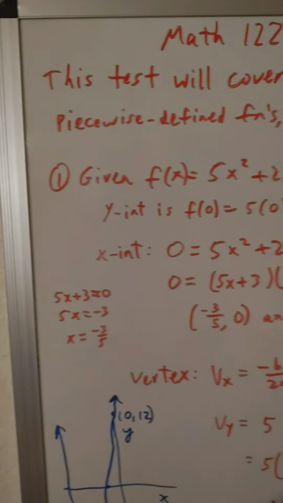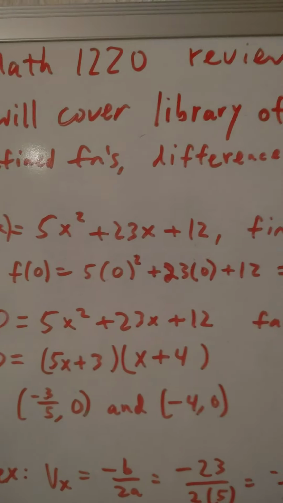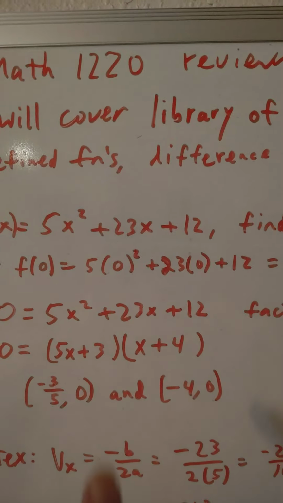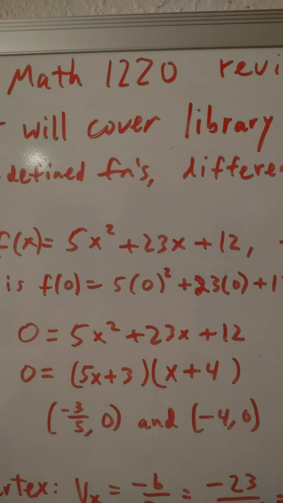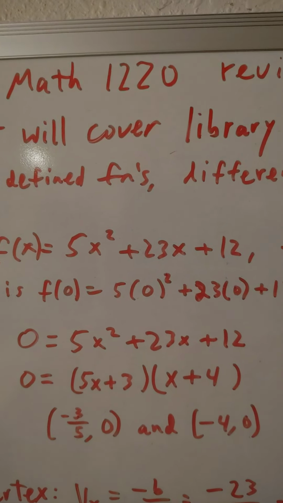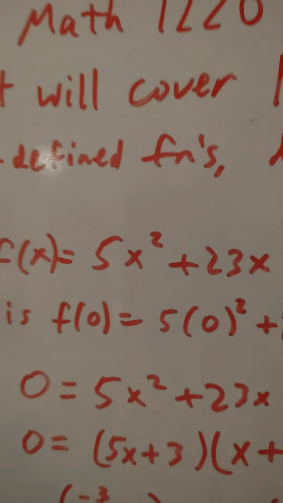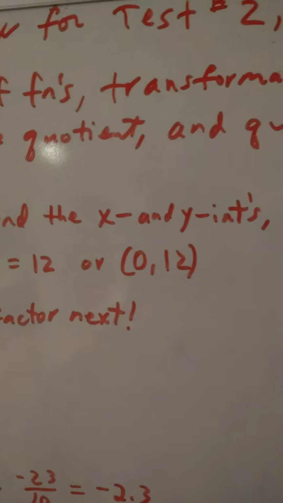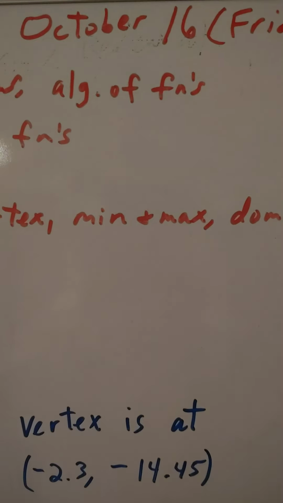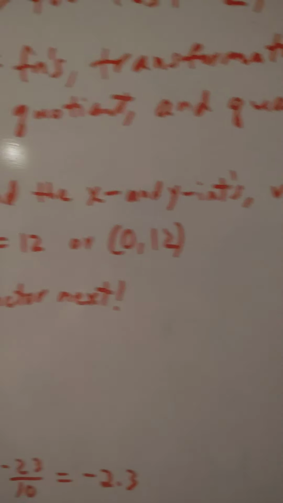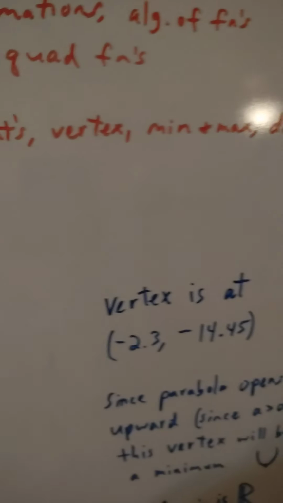Okay, so let's look at this quadratic function right here. Given f of x equals 5x squared plus 23x plus 12. Notice it's degree 2, so that means it's a quadratic function, which means its graph will make a parabola, and we should know that all parabolas have a vertex. And what do we want to do with this function? Let's find the intercepts, the vertex, the minimum or maximum of the function, and find the domain. Only the domain, because to find the range you really need to graph it. Well, you know what, let's find the range too.